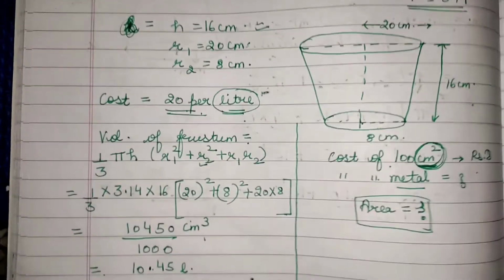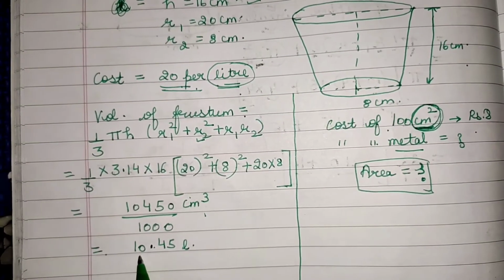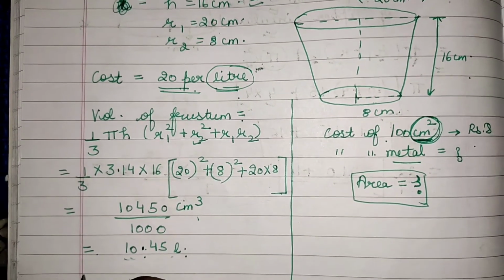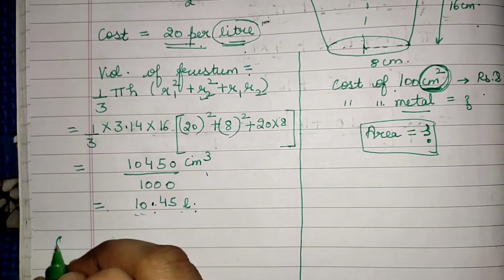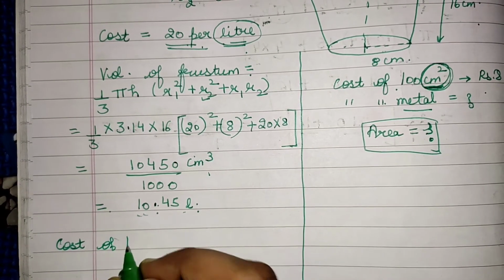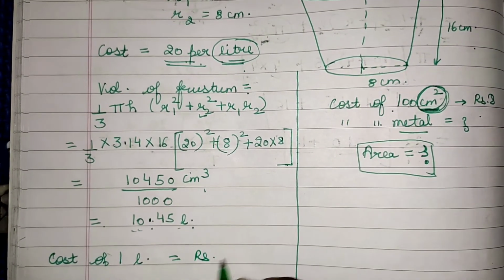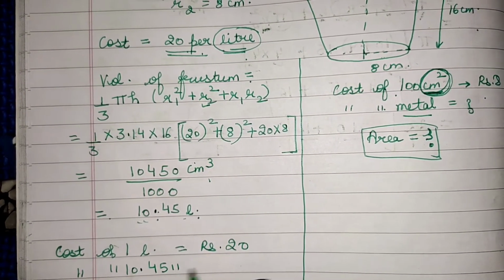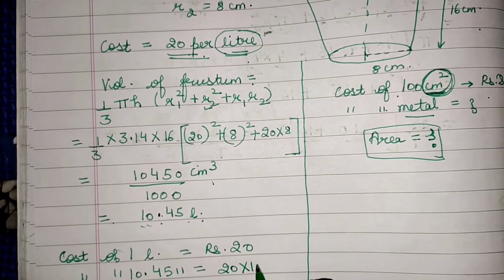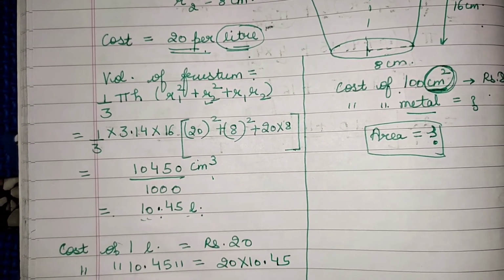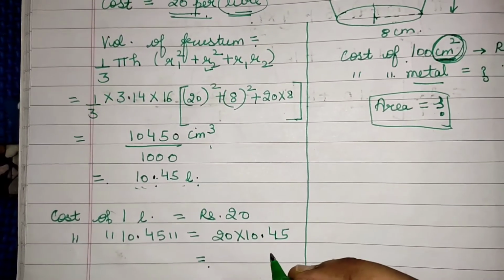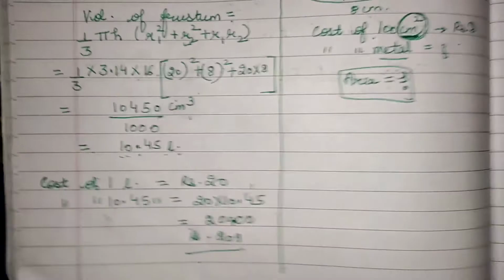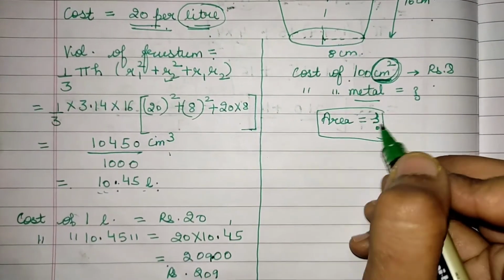Now this is not my required answer. The question is asking about the total cost. So how can I find the total cost? It is given that the cost of 1 liter is rupees 20. Then we have to find the cost of 10.45 liter, which is equal to 20 into 10.45. So I will get rupees 209.